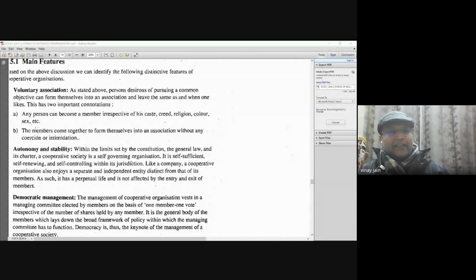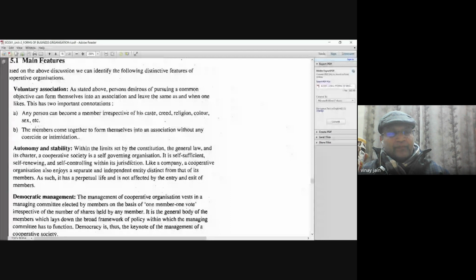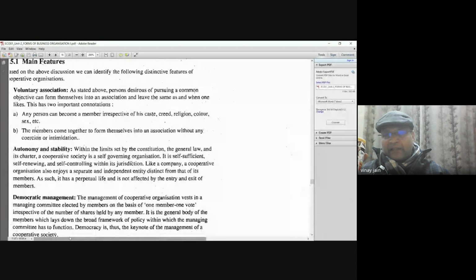And it is of the people, by the people, and for the people. Means it is created by the people, and it is for the people, and it is by the people. So all these things are involved in democratic management.